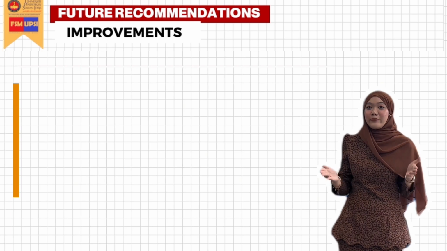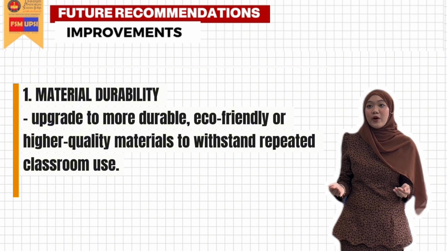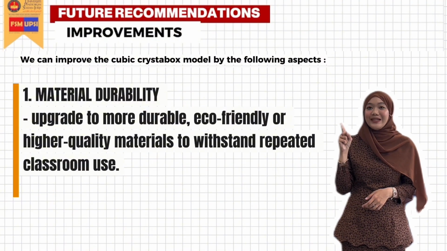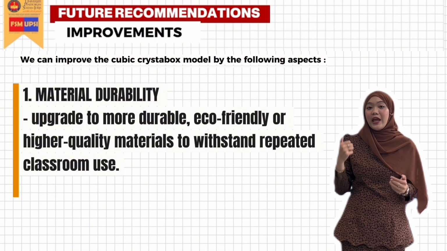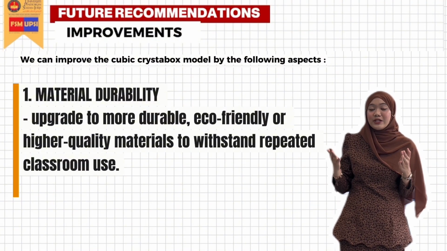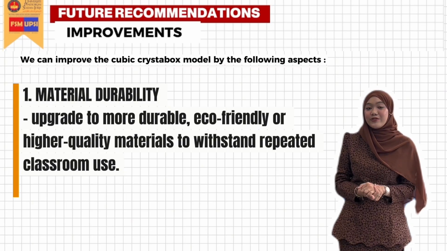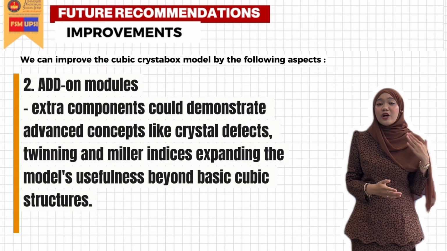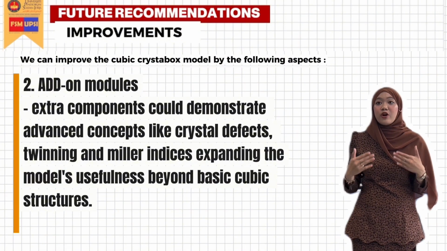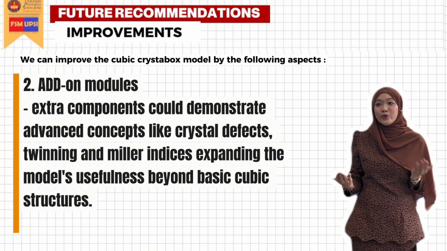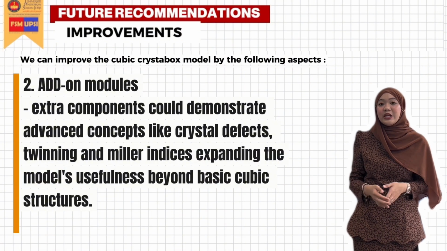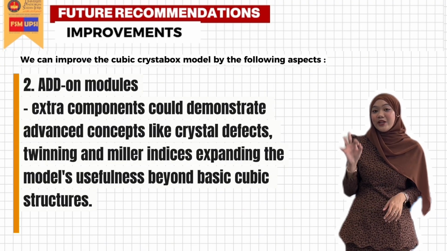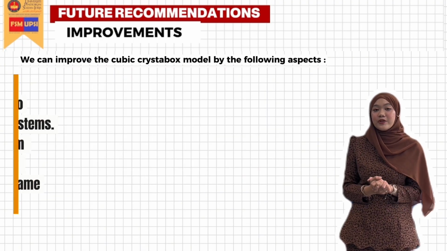For future improvement, we can improve the cubic Crysta box model by following these steps. First, material durability. Upgrade to more durable, eco-friendly, or higher quality materials to withstand repeated classroom use. The second one, add-on modules. Extra components could demonstrate advanced concepts like crystal defects, twinning, or Miller indices, expanding the model's usefulness beyond basic cubic structures. The third one is expansion to other crystal systems.